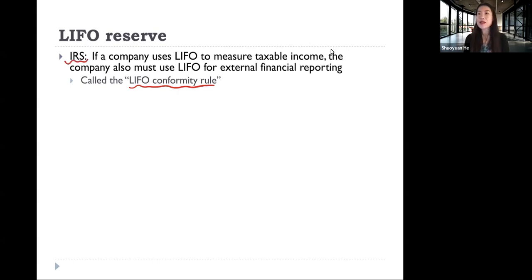So basically, this rule is that if a firm uses LIFO to measure taxable income, the company must also use LIFO for external financial reporting. Please take 1 minute, think about why the IRS has this rule.